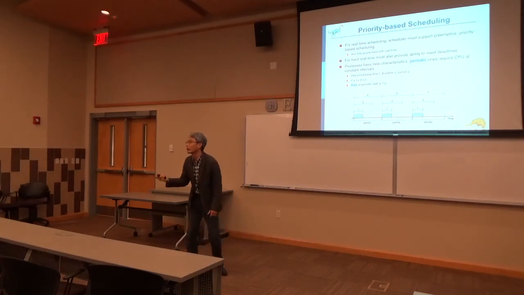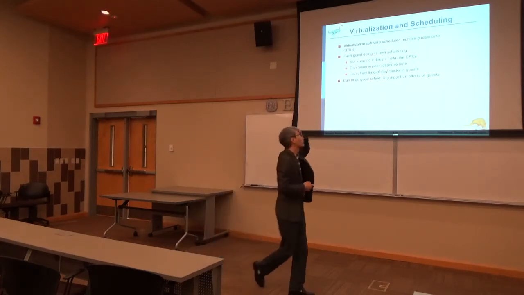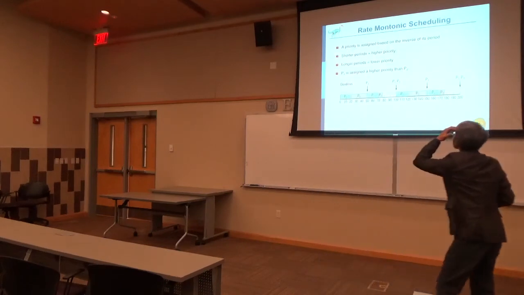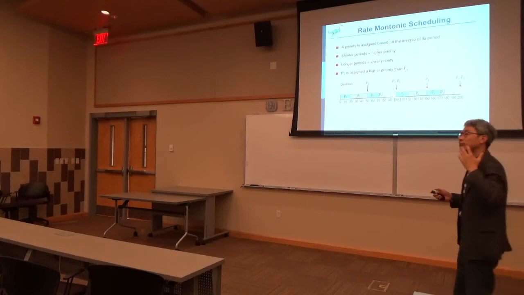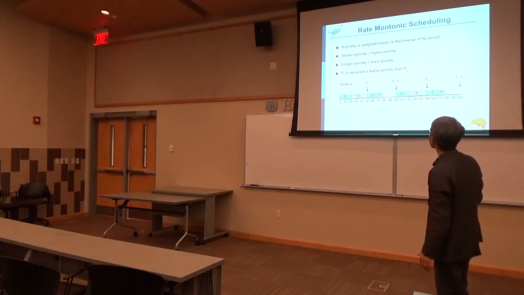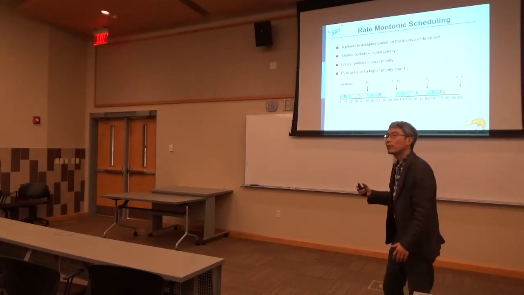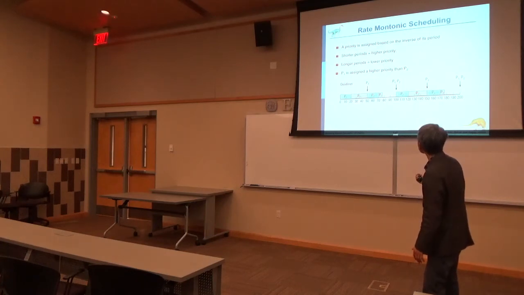It cannot guarantee. So then this deadline should be less than the period. So from that point of view, the first one is rate monotonic scheduling algorithm. So let's think about two processes, P1 and P2. P1, its period is 50. On the other hand, P2 is 100.